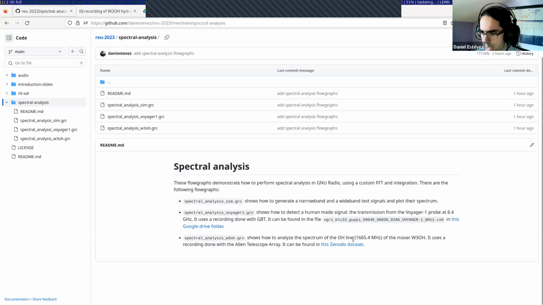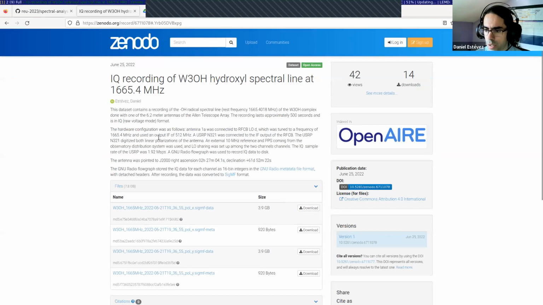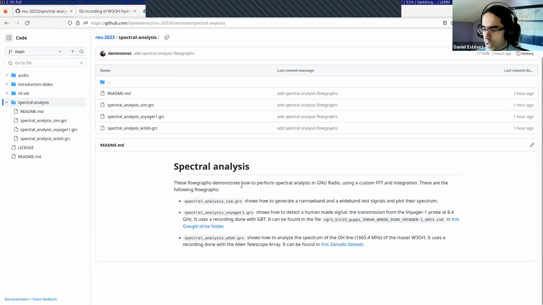There is more information about this, by the way, in here. So here it says that frequency is this one, and the recording, if you want to download it, is in this Zenodo data set. So you can go in here, and there is more information about how it was recorded, when it was recorded, what is the format of the files, etc. So this is something I recorded last year for these kind of tutorials.